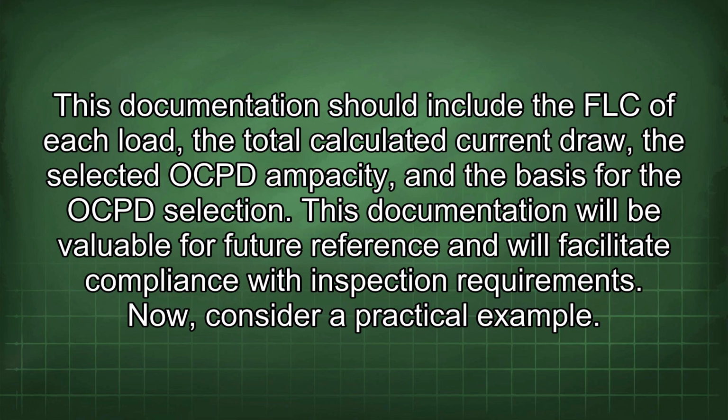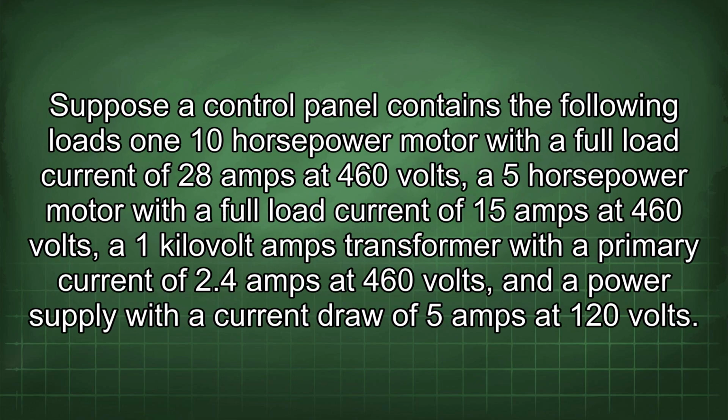Now consider a practical example. Suppose a control panel contains the following loads: one 10 horsepower motor with a full load current of 28 amps at 460 volts, a 5 horsepower motor with a full load current of 15 amps at 460 volts, a 1 kilovolt-amp transformer with a primary current of 2.4 amps at 460 volts, and a power supply with a current draw of 5 amps at 120 volts.